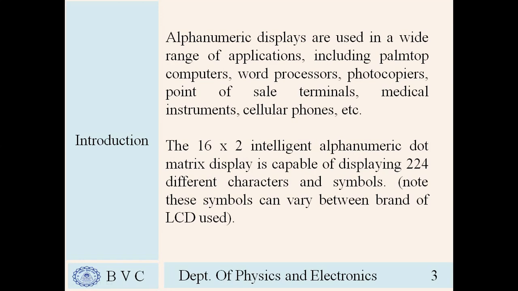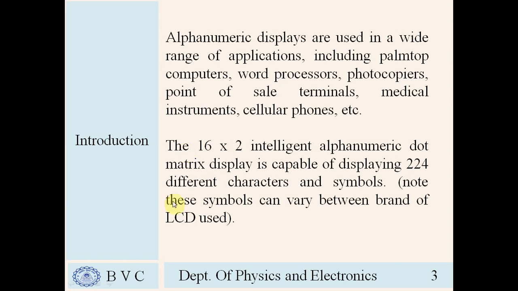As we are all aware, alphanumeric displays are used in a wide range of applications including palmtop computers, word processors, photocopiers, point of sale terminals, medical instruments, cellular phones, etc. Today we are going to see the working details of the 16 by 2 LCD, which is an intelligent alphanumeric dot matrix display capable of displaying 224 different characters and symbols, and this number varies from one LCD to another.